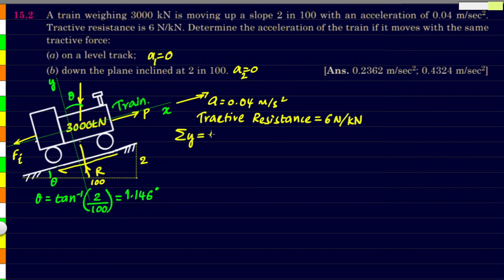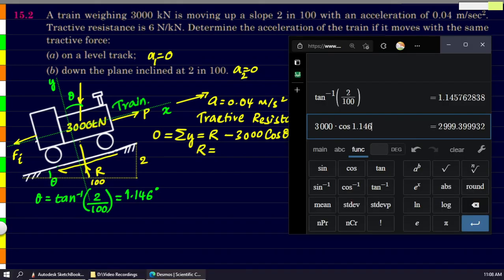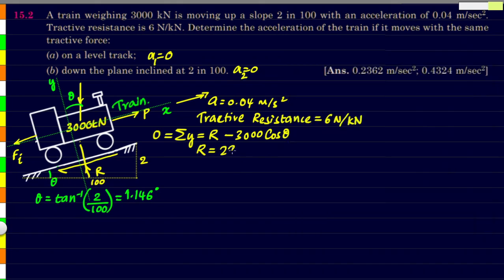So here we get R in positive y direction and the component of 3000 opposite to the y direction. Now because it is in equilibrium, sigma y will be equal to 0 and we get the value of R as 2999.4. This is of course in kilonewtons.